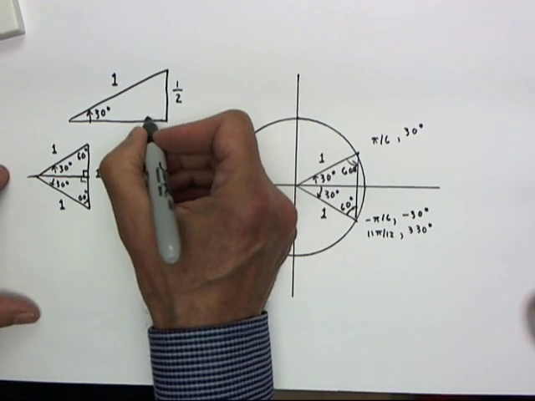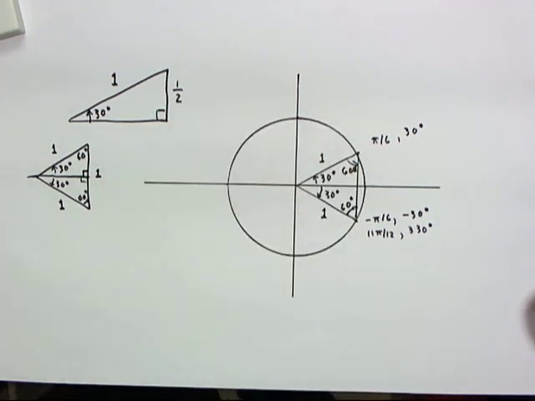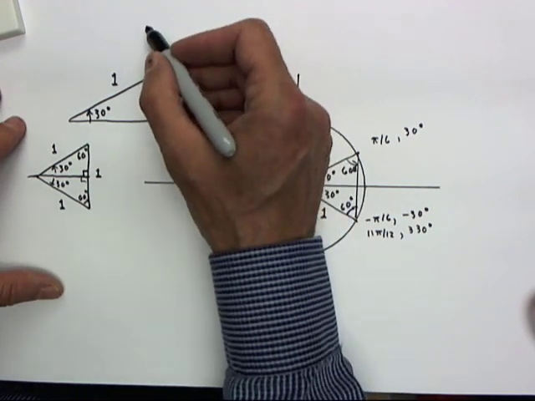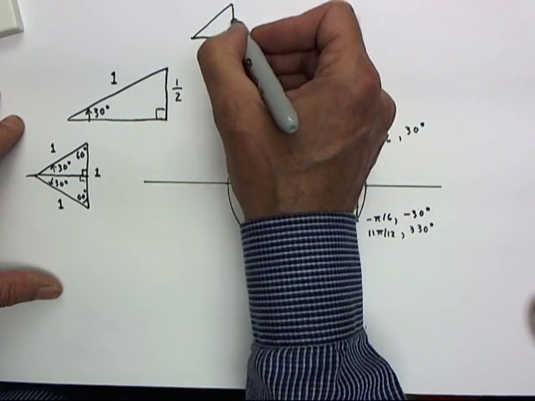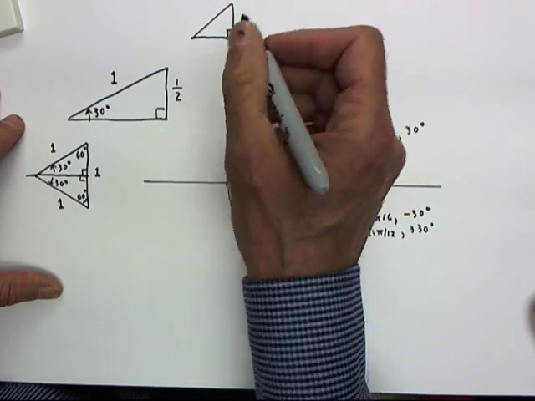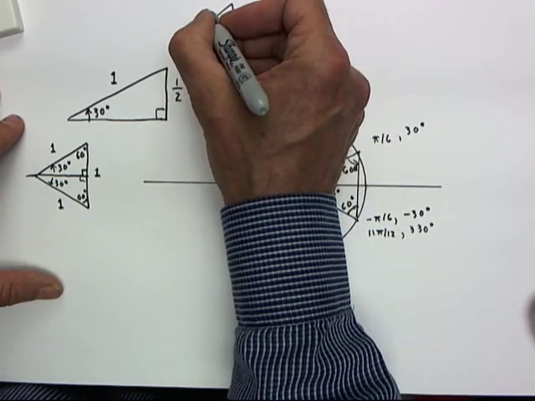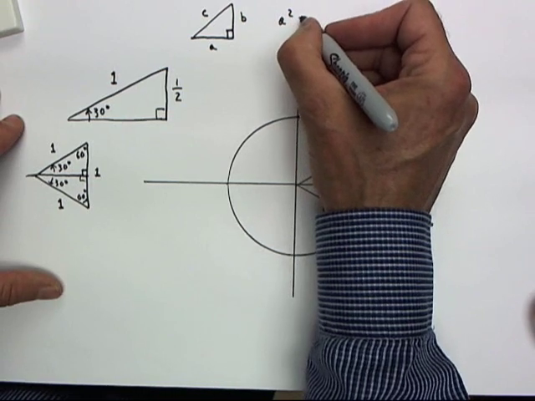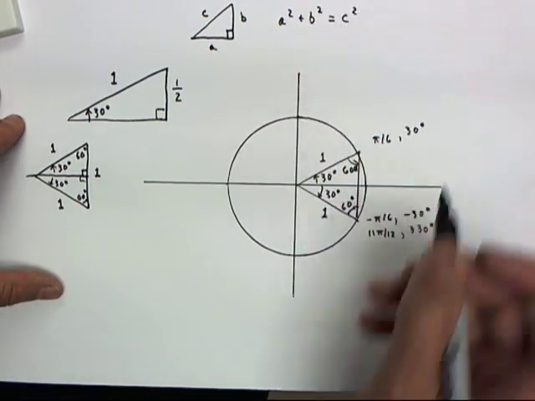Now, another thing, and we also know this is a right angle. Another thing we know about right triangles is that if we have any right triangle, and I'm not even trying to draw this one the same as the other one, but if this is a right angle, and this side is A, and this side is B, and this side is C, then we know that A squared plus B squared equals C squared.